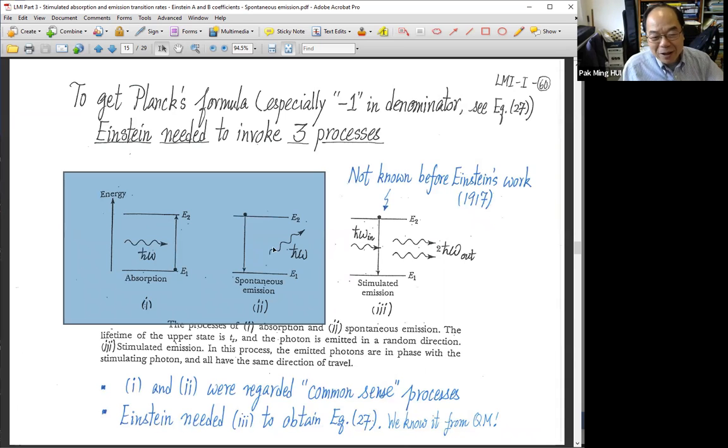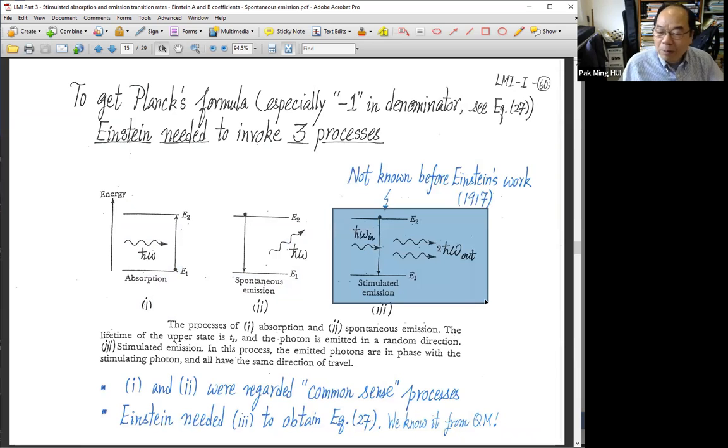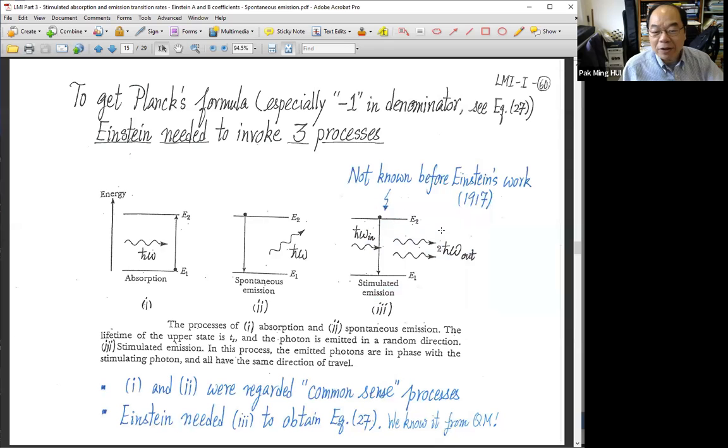So I think after some work, he found he needed to propose a 3rd process called stimulated emission, in which an atom is excited. When it is stimulated, it will come down and give out 2 photons of the same frequency, okay? Now, this was not known before Einstein's work.